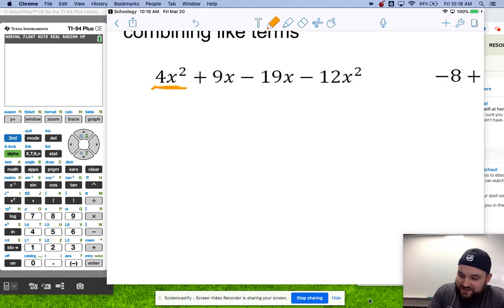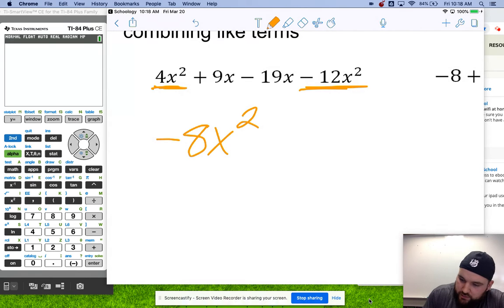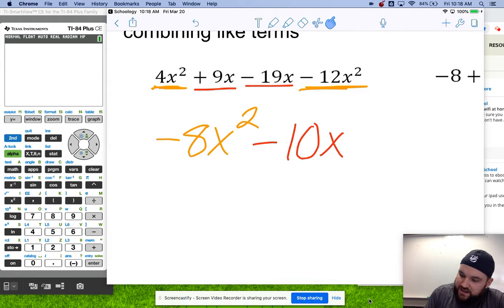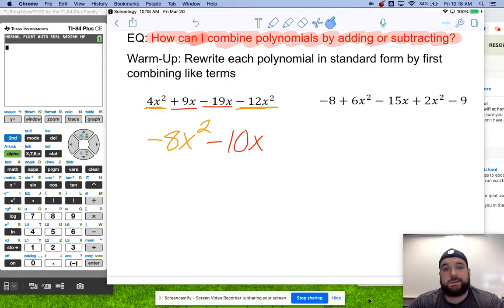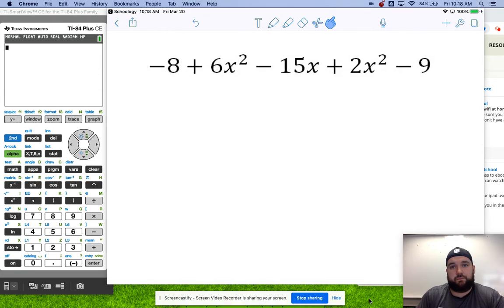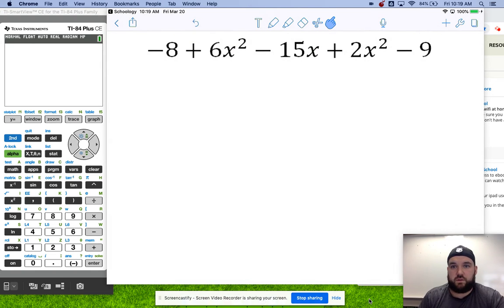If I'm wanting to rewrite this expression in standard form, I can scan all four terms and see that x to the second power is the highest power I have, which is always a good idea because I want highest powers or highest degrees to go first anyway. So 4x squared take away 12x squared is negative 8x squared. Again, when I'm combining using addition or subtraction, I do not change that exponent. And then plus 9x can combine with minus 19x. 9 take away 19 is negative 10, so that's minus 10x. That's in standard form. It's degree 2. It's a binomial because there's two terms.